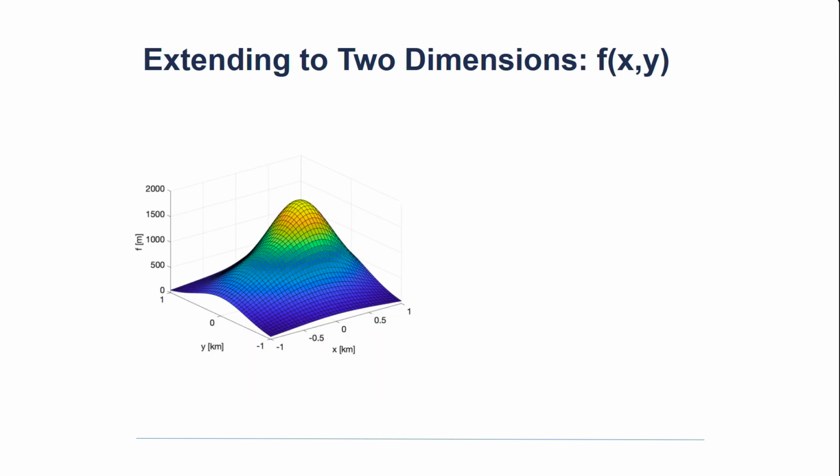Okay, so how do we extend to two dimensions here? So here's a two-dimensional plot of a field f, but this time the field depends on two variables, x and y. Those can also still represent distances, and f can still represent elevation. And now we're able to trace out something that actually looks much more like a hill because we have x and y coordinates to draw the picture with.